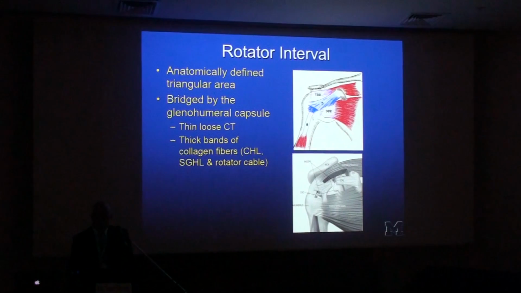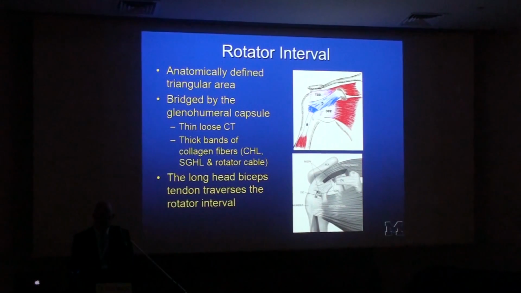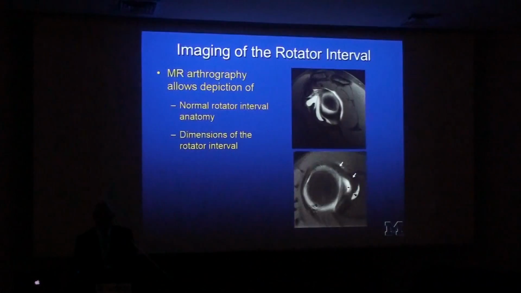and specifically two ligaments, the coracohumeral ligament, CHL, and the superior glenohumeral ligament, and also the rotator cable, which starts in this area. And in addition, you have the long head biceps tendon coursing through the interval from its origin to the bicipital groove. So these are the structures we're going to talk about in the anterior rotator interval.